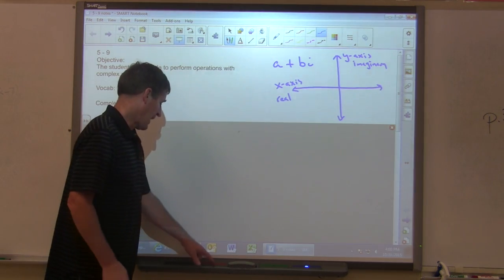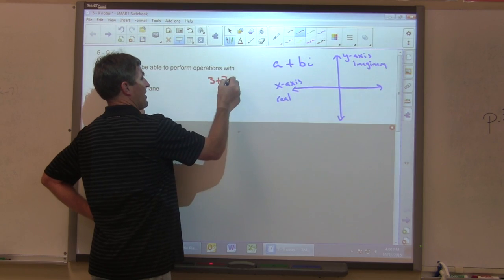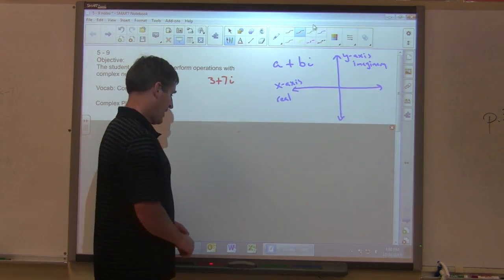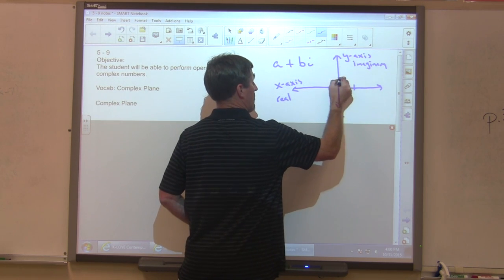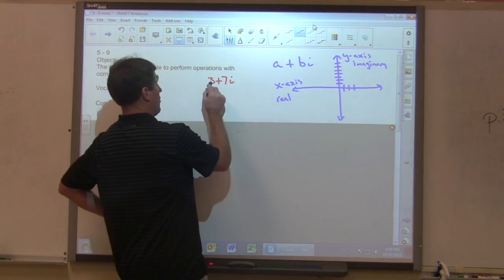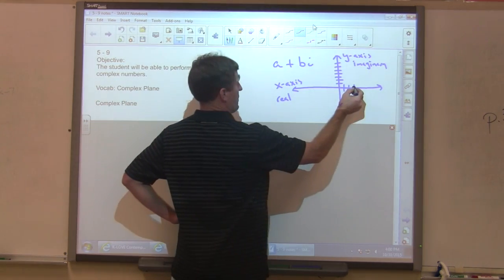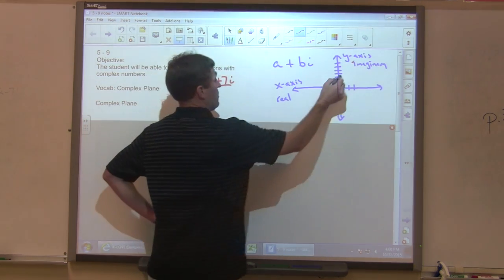Okay? So, as an example, if we have the number 3 plus 7i, then we would just go to our plane, and the real number is 3, so we go 3 to the right and up 7, and so this point would be right there.